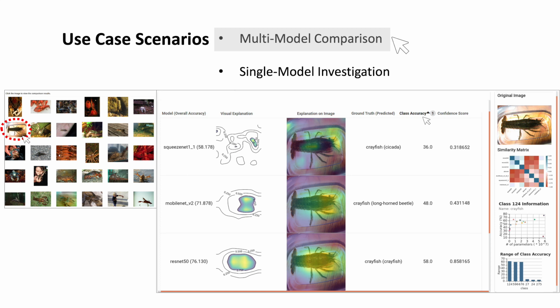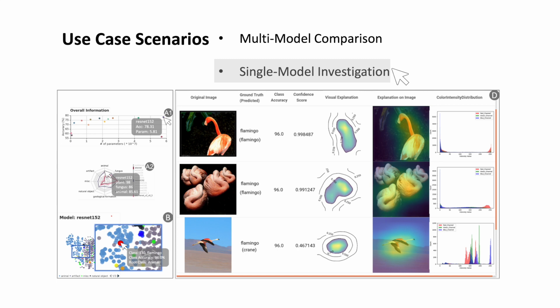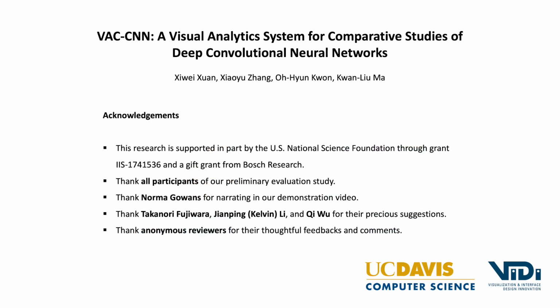In this use case, we demonstrated a multi-model comparison scenario with 5 CNN models. The number of models to compare can be increased to up to 13. Moreover, our system also supports in-depth investigation of a single model, including color intensity histograms as complementary information. Please check out our paper for more details.